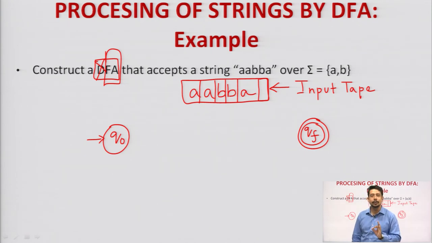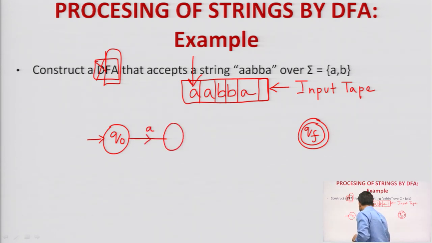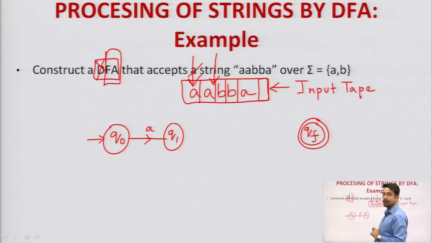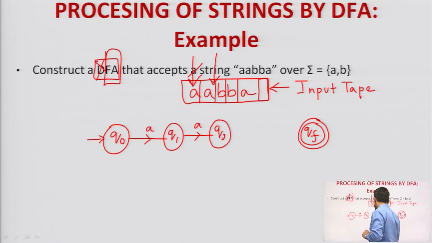Now, simply what do I need to do? I need to read the string one by one from the input tape. The first symbol is A, correct? So there will be a transition from Q naught to another state, say Q 1, having read A. Now the input reader will move to the next symbol, which is again A. Where will it go? It will go to Q 2.